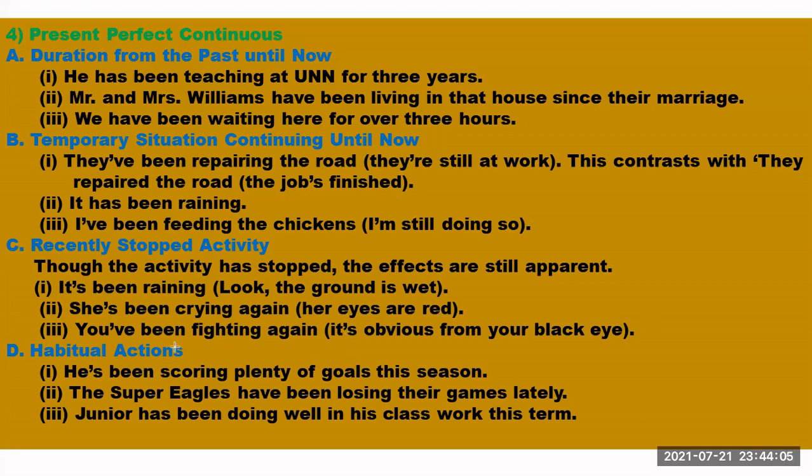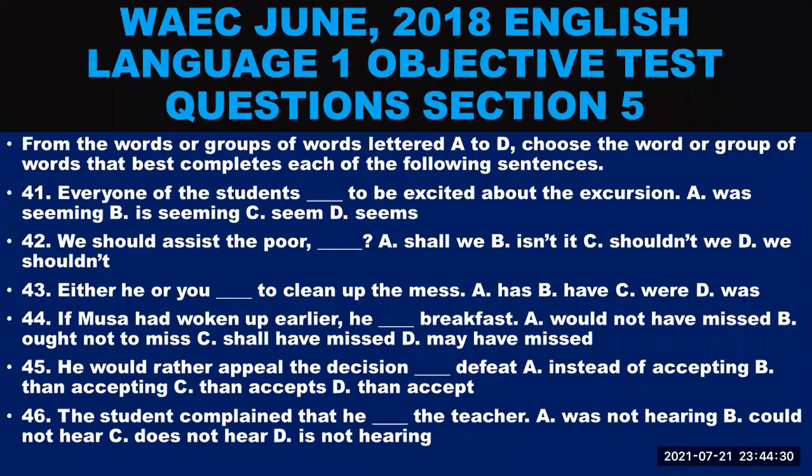Okay, so in reporting habitual actions, for example, he has been scoring plenty of goals this season. The Super Eagles have been losing their games lately. Junior has been doing well in his classwork this term. Now, these are all uses of the present perfect tense. All right? Well, that's as much as we can take looking at the uses of the various tenses.